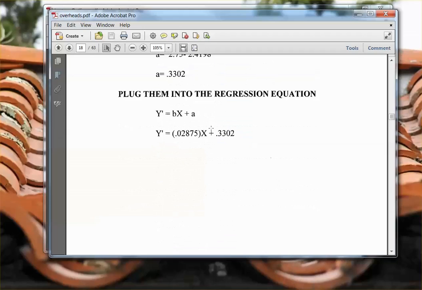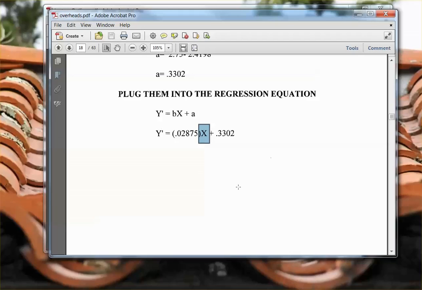So plug them into our regression equation, right? The y prime, whatever we're predicting, equals 0.02875 times our x value plus 0.3302. So if you want to use this to make predictions, you substitute your x values in, and you can predict a y value. And that's going to be a good predictor based on this regression equation.